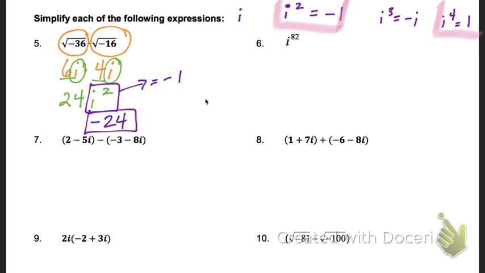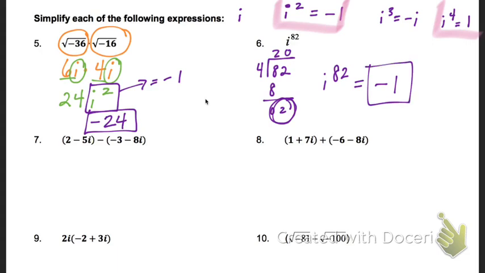Okay, try number 6, because we did one just like that. So my first step is to do what? Divide 82 by 4. So my remainder is 2. So then i to the 82nd power is going to look exactly like i to the what power? The second power, which is -1. Good. Yeah, it's not that bad.